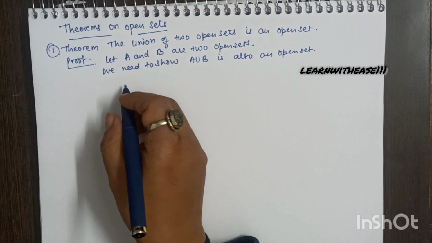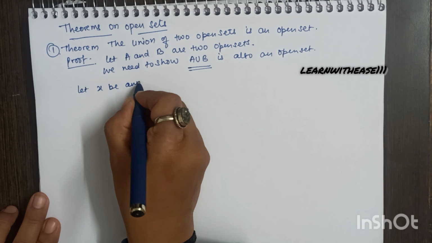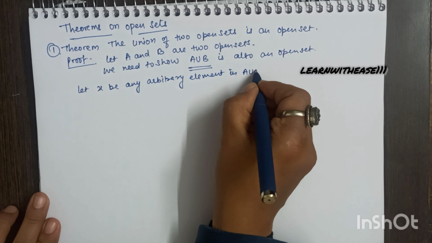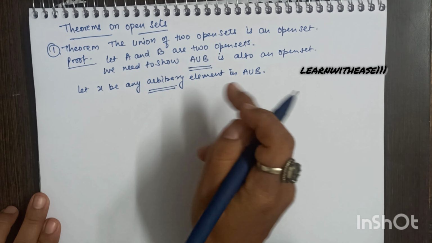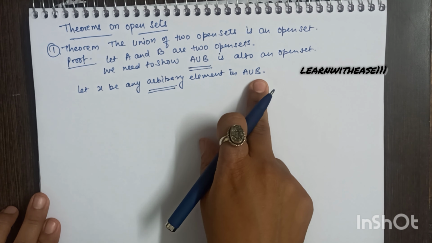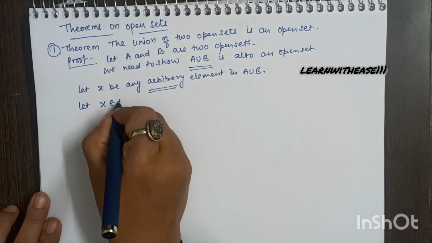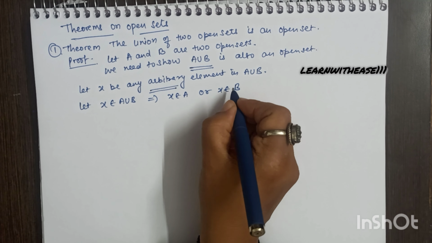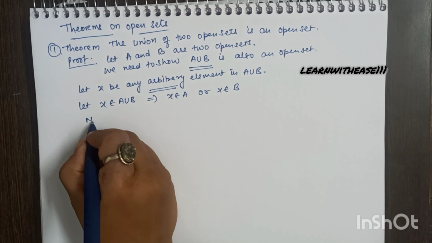Let us consider X to be an arbitrary element in A union B. We always prove the theorems for arbitrary elements, because arbitrary means randomly chosen. We have chosen just any element of the set and we show the set is a neighborhood of that element. That means the set is a neighborhood of each of its points. That is our main concern to prove. So since X belongs to the union, it has to belong to either set A or B.